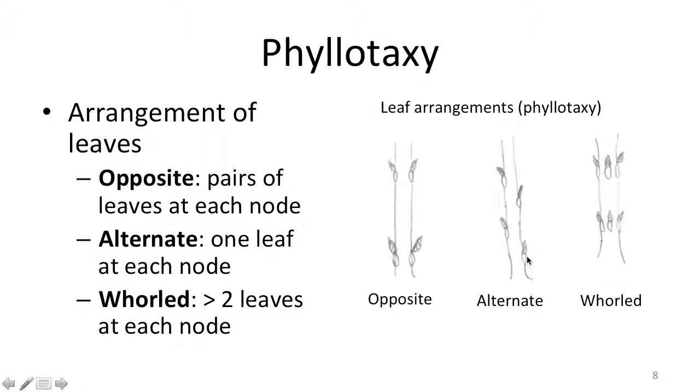Another possibility is that the leaves alternate going up the stem, and this arrangement is called alternate. A third possibility is that there are nodes along the stem that have more than two leaves. This could be 3 or 4 or even 6 leaves, for example. But so long as each node has more than 2 leaves, this arrangement is called whorled.